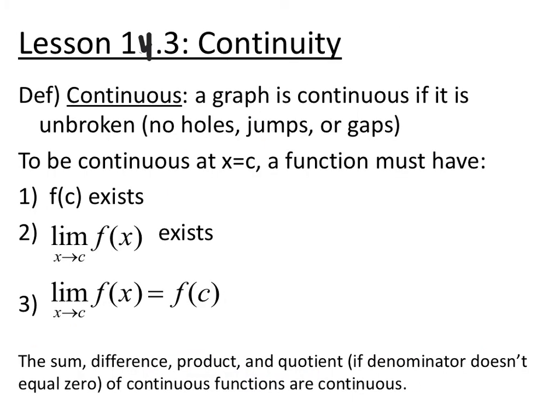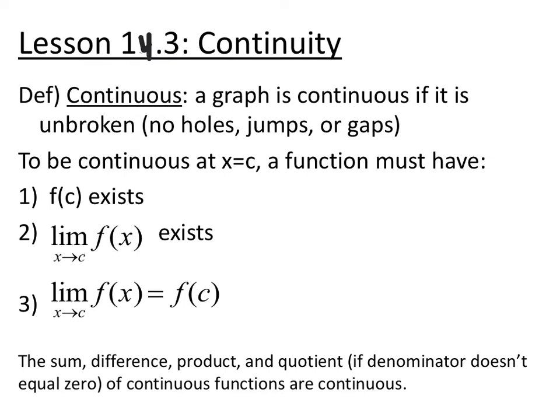The next part is continuity. A continuous graph is unbroken. There are no holes, jumps, or gaps. If you can draw the entire graph without picking up your pencil, think of a sine graph or a parabola, that would be continuous. The way we prove continuity is first we prove that the function actually exists at that x value, so does it even have a y-coordinate there?